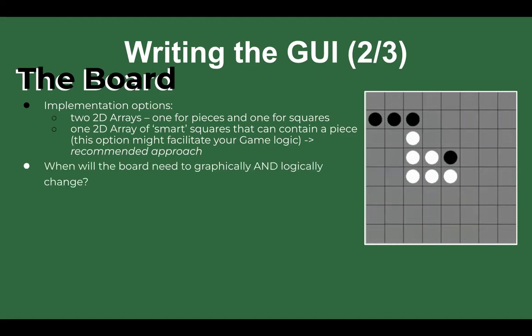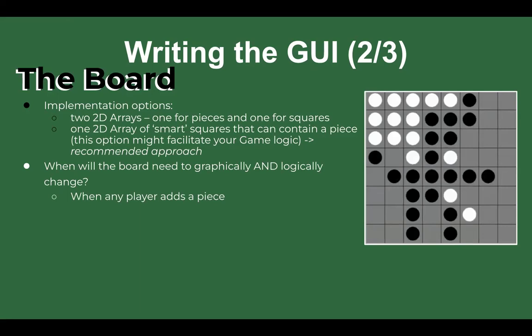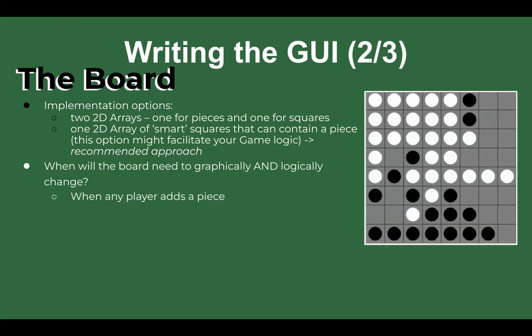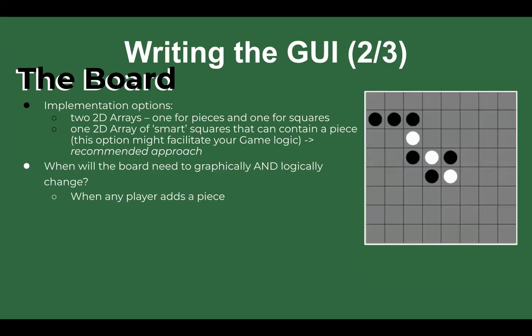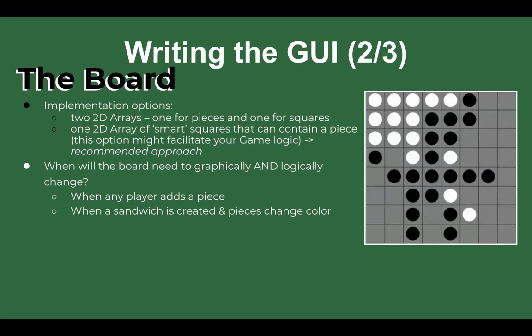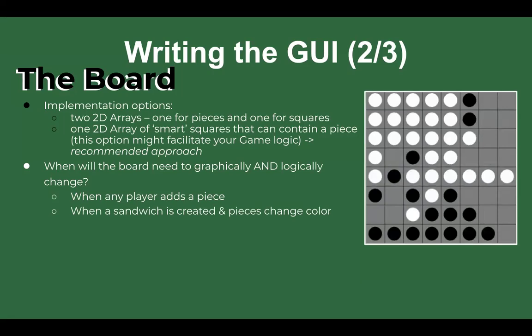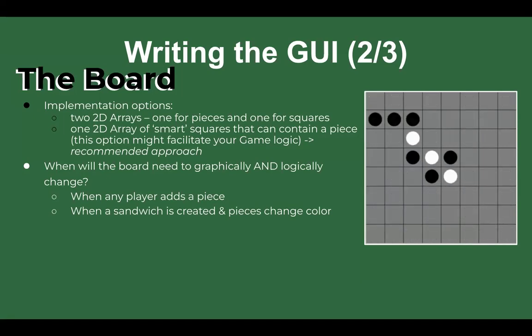So when will the board need to graphically and logically change? I alluded to this earlier, but when a player adds a piece, you need a circle, either black or white, to show up on the square that that player is trying to add a piece to. So there you need to both graphically and logically add a piece to the board. And also when a sandwich is created and pieces change color. You'll learn a lot more about what a sandwich is when you're reading through the Othello handout, but it's pretty much by the rules of Othello, you flip a piece.